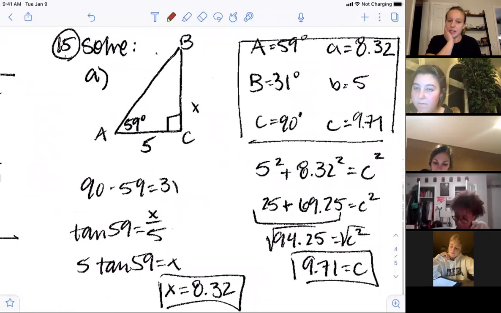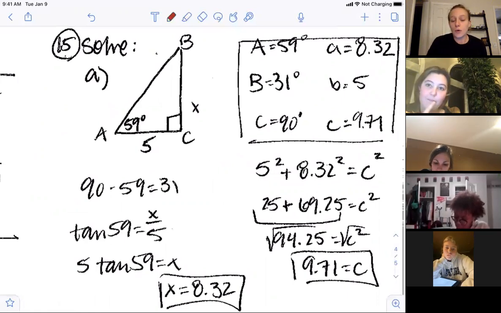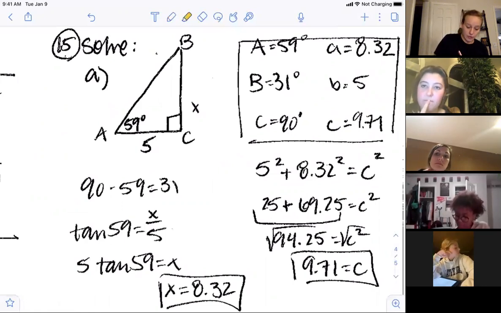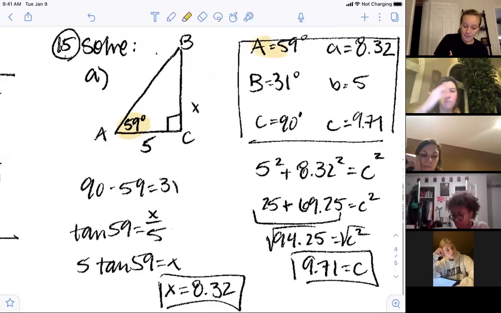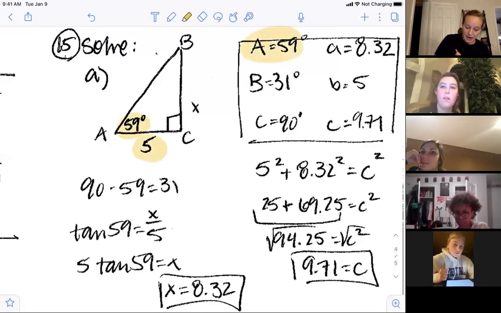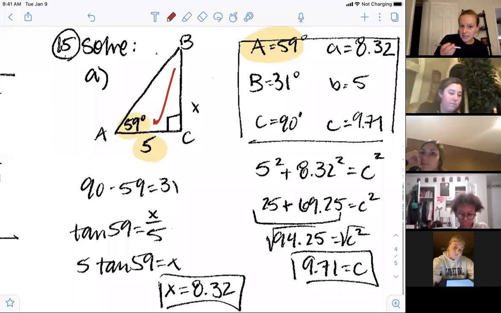So you might have blacked this out of your memory, but we did problems like this back in geometry. This includes Pythagorean theorem, the sum of the interior angles of a triangle, and trig functions. Looking at letter A, I gave you this angle is 59, side little b or side AC is 5, and angle C is 90.